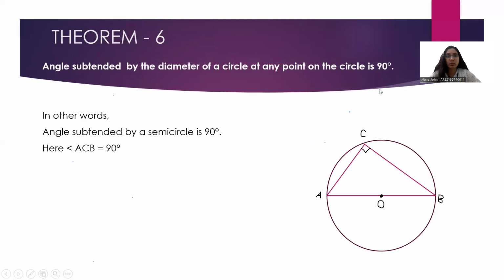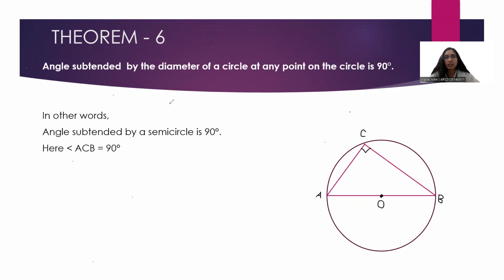Okay, so let's move on to the next theorem, theorem 6. This is a direct consequence of the previous theorem. In the previous theorem, we have shown that if we are taking a chord on the circle, then the angle subtended by that chord at the center will be double the angle subtended by it on any other remaining part of the circle. Right?